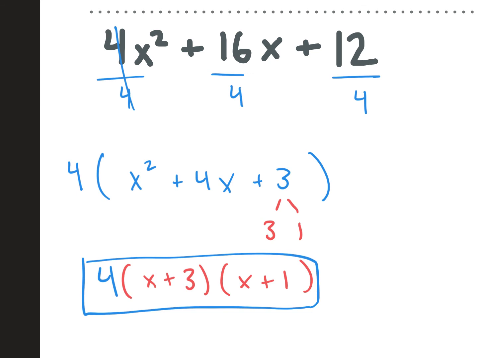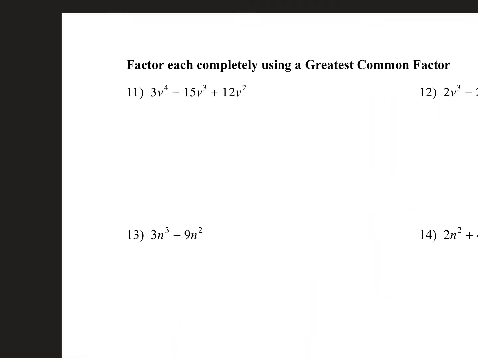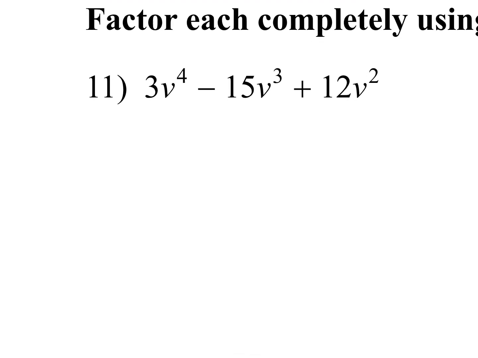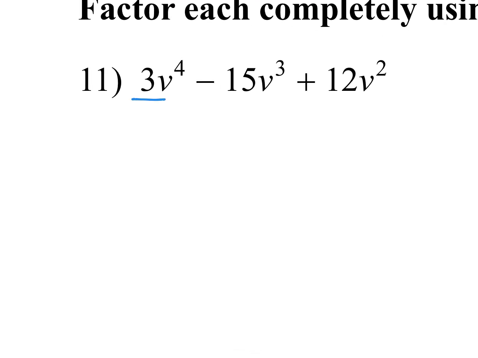Any questions? So let's look at 11. Looking at my coefficients, what do I have in common between 3, 15, and 12? 3. So I'm going to take out a 3 from all of them, so it goes on the outside. And then what's my least amount of v's that they all have in common? 2. So I'm going to take out 2 v's.